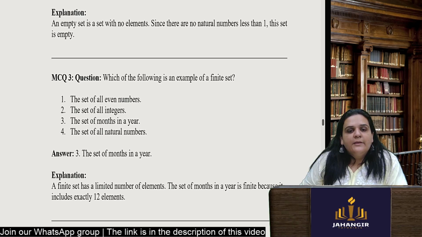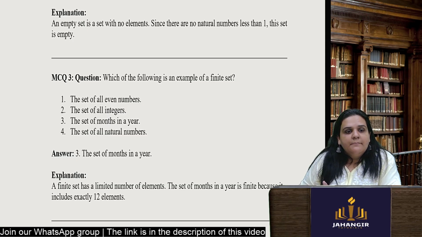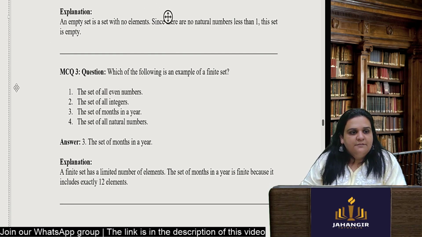Which of the following is an example of a finite set? It means there is a specific number of elements. Set of all even numbers, set of all integers, the set of months in a year, set of all natural numbers. Can you count all the even numbers till infinity? No, they are infinite. Integers, infinite. Months of the year, finite, 12 months in a year. It is a finite set.